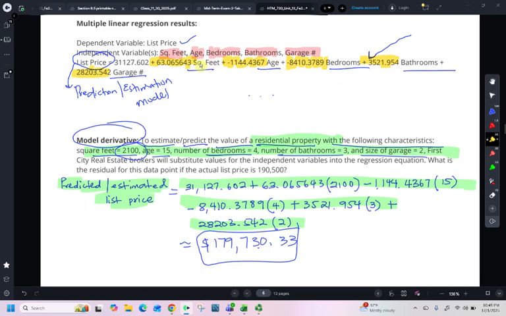Why am I calling your attention to this? We expect that as the square feet of a home increases, the list price should also increase. So it makes sense that the coefficient should be positive. We expect that sometimes as the home ages, its relationship with the list price could be negative. That is, the list price might fall.